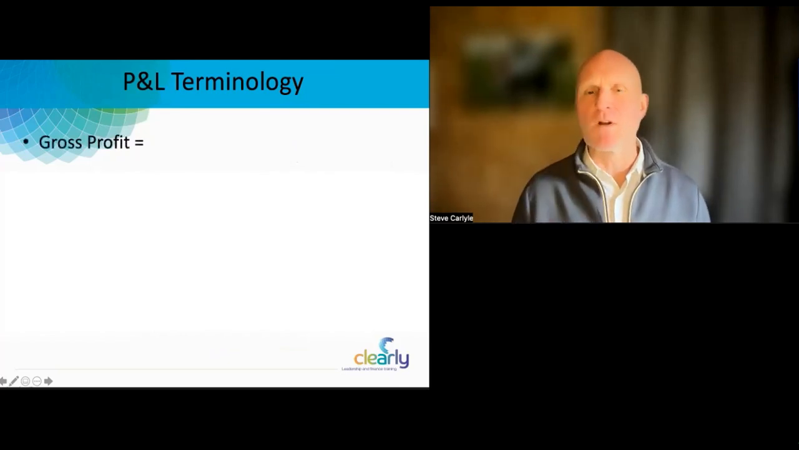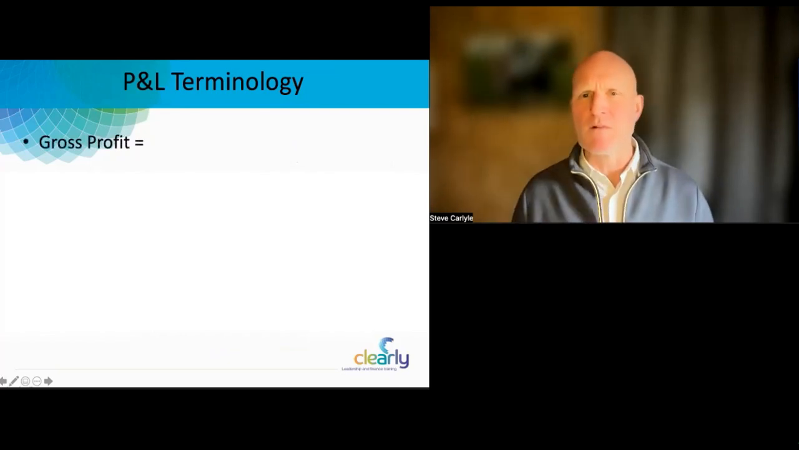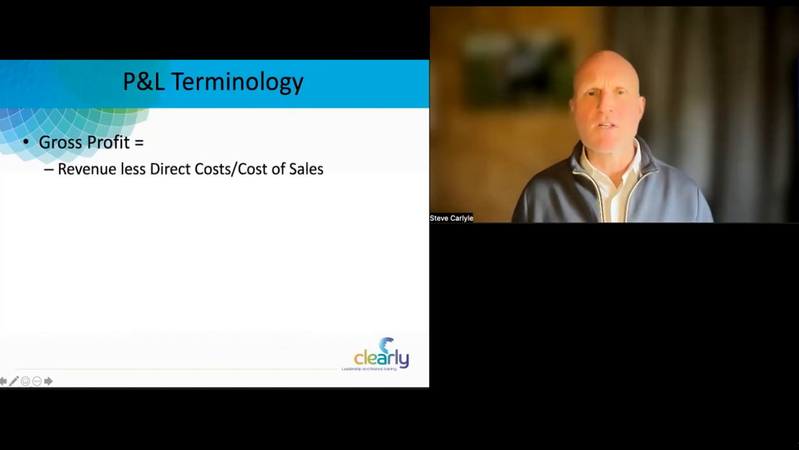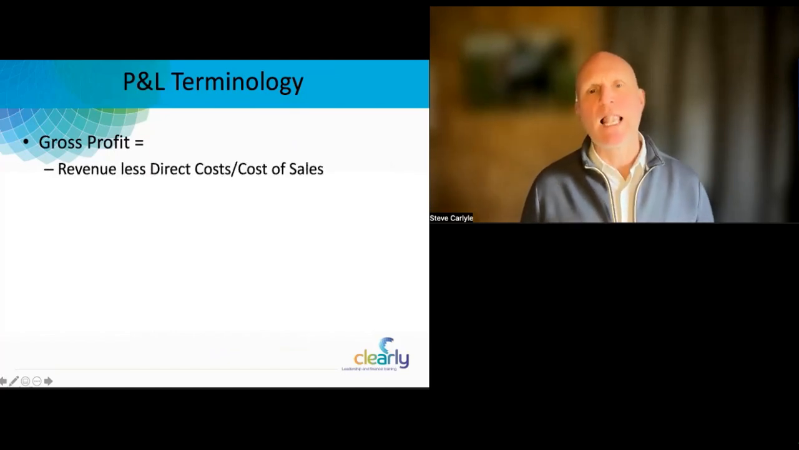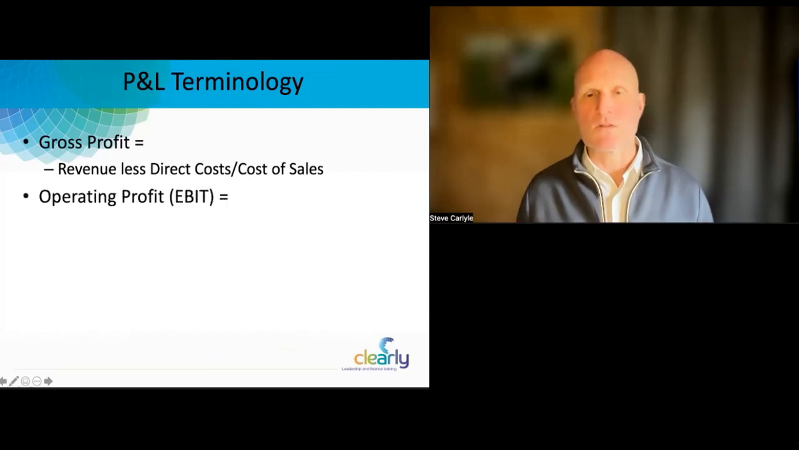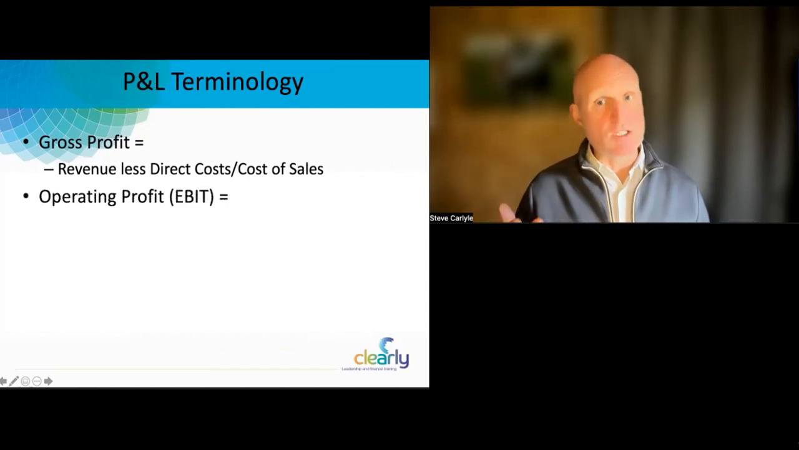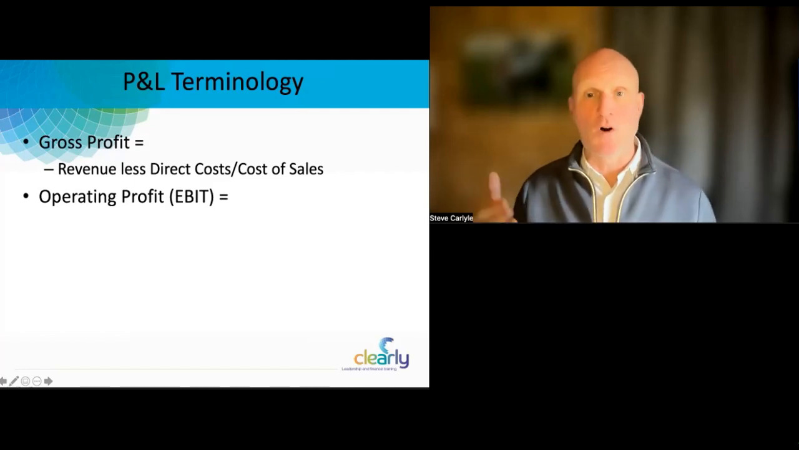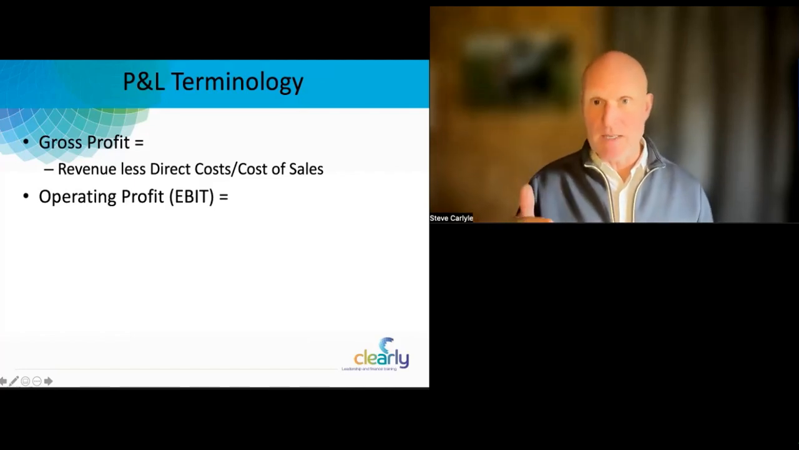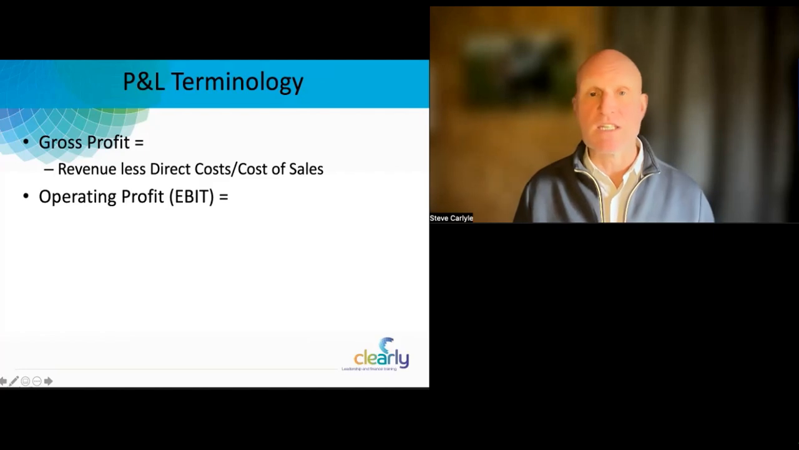Yeah, we've seen the gross profit. What is it? Just have a little think before I flick it up. Can you remember? The gross profit is the revenue less the direct costs, or as they're also known, the cost of sales. The next one we have is operating profit. Remember, operating profit has got another name, earnings before interest and tax, or EBIT. There's that little abbreviation you can see there.